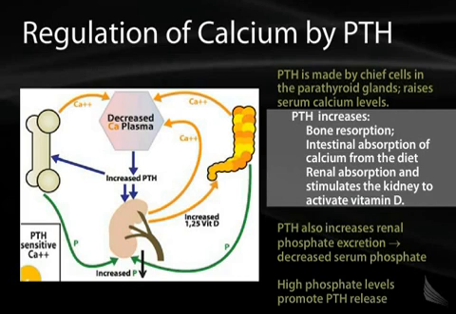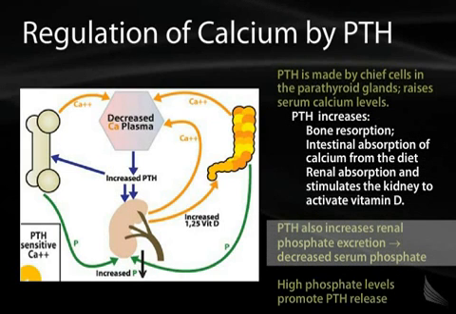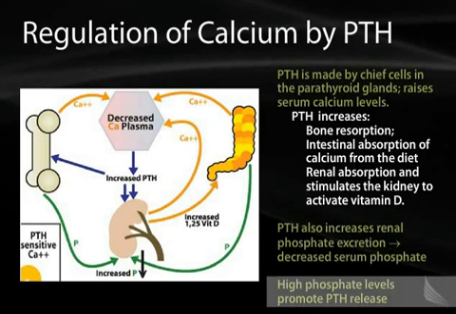PTH does this by three mechanisms. One, it acts on the bone to increase bone resorption. Two, it acts in the kidney to increase calcium absorption directly, and also stimulates the kidney to activate vitamin D. And thirdly, it allows for the absorption of calcium from the diet by acting on the intestine. It is important to note that PTH also increases renal phosphate excretion and therefore decreases serum phosphate. High phosphate levels by themselves can promote PTH release, but the key inducer of PTH release is low calcium.